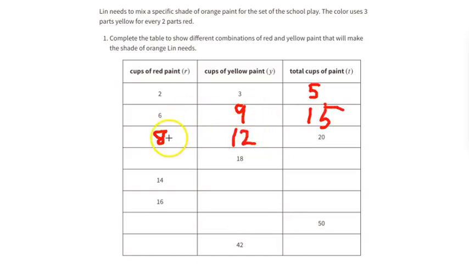How do I know? Well, for every 2 red, I've got 3 yellow, right? Which gives me a total of 5. Well, if I'm going from 5 to 20, I'm just multiplying by 4, right? So if I multiply by 4, I multiply by 4. What about here?